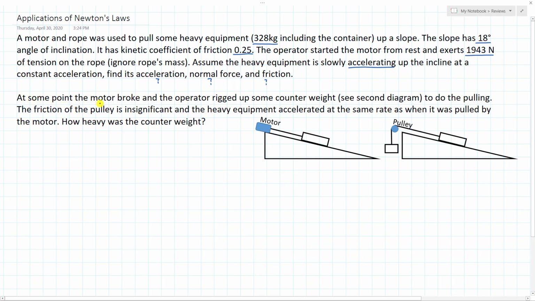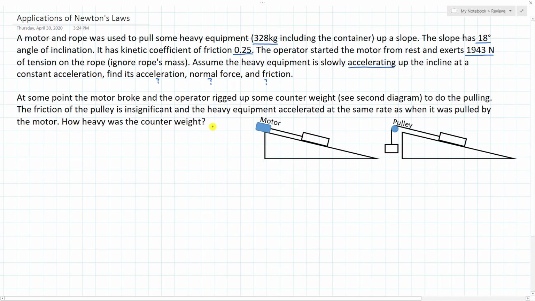At some point, the motor broke, and the operator rigged up some counterweight. So second diagram right here. So the operator must want the equipment up the inclined plane. So there's this heavy counterweight to try to do the pulling. The friction of the pulley is insignificant, and the heavy equipment accelerates at the same rate as when it was pulled by the motor. So how heavy will the counterweight be?